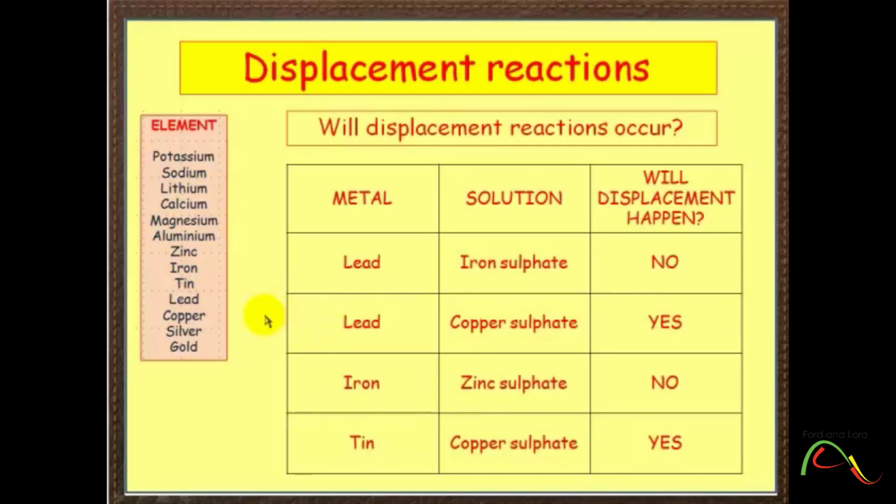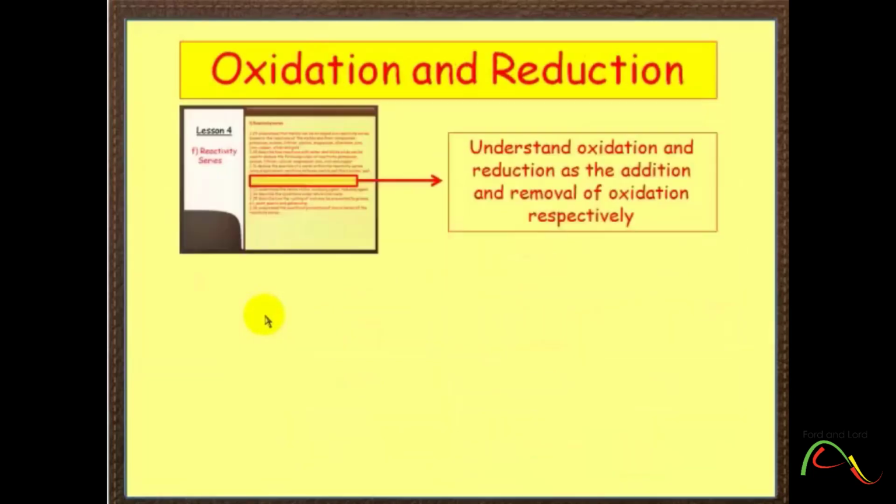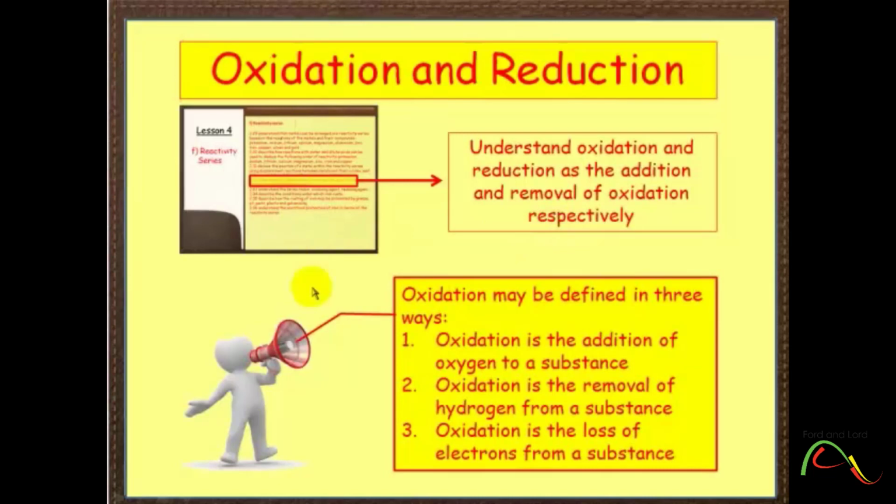Right, let's change tack now and look at something called oxidation and reduction. In this section, you need to understand oxidation and reduction as addition and removal of oxygen, respectively. Okay, let's look, shall we? Oxidation may be defined in 3 ways. Oxidation is addition of oxygen to a substance. Oxidation is removal of hydrogen from a substance. And oxidation is the loss of electrons from a substance.